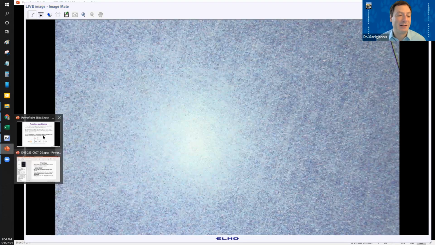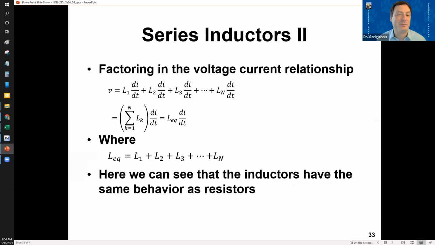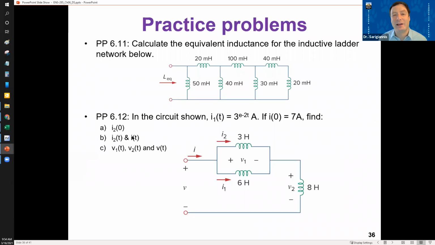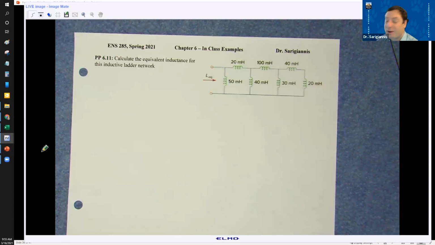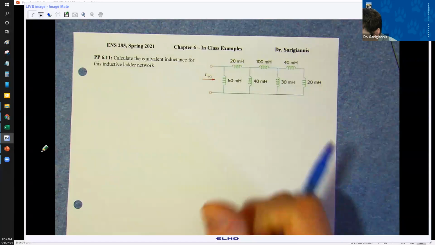All right, let's go back. So now we went through. Oh, okay, so here we are. We're at the problems that I thought we would be at today. This one is very straightforward. This is just looking at inductors in series and inductors in parallel. This is this first one here, right? Equivalent inductance for the inductive ladder network. This is going to be really straightforward, so I'm going to go through it pretty quick.